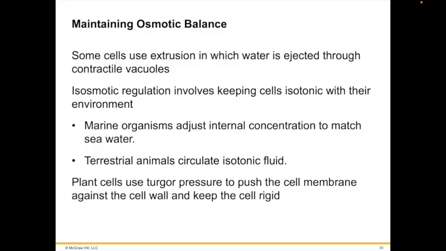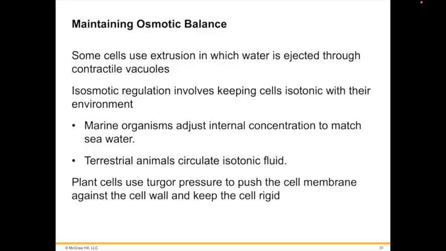Isoosmotic regulation. Some organisms that live in the ocean adjust their internal concentration of solutes to match that of the surrounding seawater. Because they are isoosmotic with respect to their environment, no net flow of water occurs into or out of these cells. Many terrestrial animals solve the problem in a similar way by circulating a fluid through their bodies that bathes cells in an isotonic solution. The blood in your body, for example, contains a high concentration of the protein albumin, which elevates the solute concentration of blood to match that of your cell's cytoplasm.